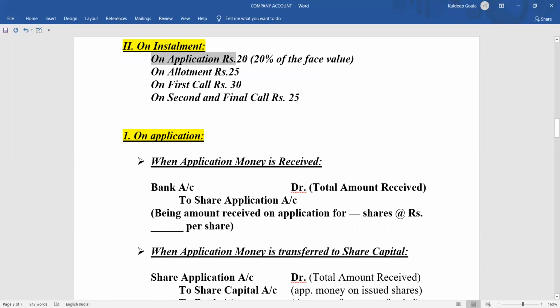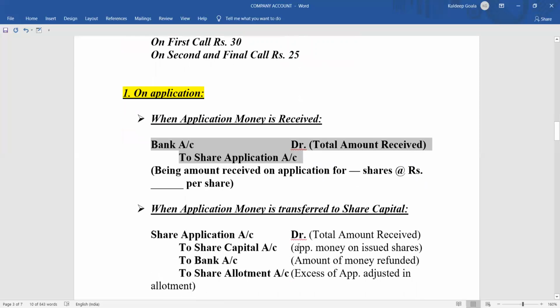Application में कितना ले रहे हैं? 20, right? So application के वक्त क्या होगा? पहले पैसा बैंक के थ्रू आएगा क्योंकि we are not aware of the fact that who are our shareholders. कौन कौन अप्लाई करेगा नहीं पता. बेसिकली पहली बार बैंक के थ्रू आएगा पैसा. जब एप्लीकेशन का पैसा रिसीव होगा पहली बार, तो बैंक अकाउंट डेबिट, बैंक में आएगा पैसा, बैंक अकाउंट डेबिट टू शेयर एप्लीकेशन अकाउंट, सिर्फ एप्लीकेशन अकाउंट। क्यों? क्योंकि यहाँ पे हम लोग इंस्टॉलमेंट में ले रहे हैं, तो एप्लीकेशन का अलग आएगा, अलॉटमेंट का अलग आएगा। ओके, so bank account debit to share application account, being the amount received on application for this many number of shares at the rate as per each.